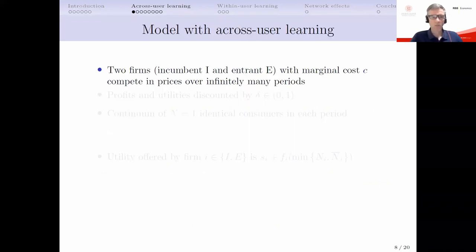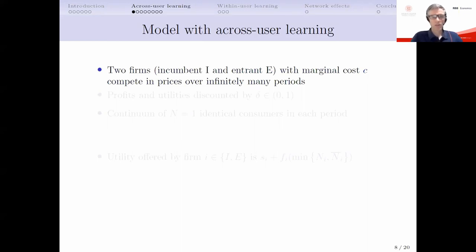Okay, so let me start with the model. I'm going to start by focusing on just a model with pure across-user learning, without any within-user learning, and spend quite a bit of time on that because it turns out that for the model with within-user learning, many of the results carry over. So this is sort of a benchmark.